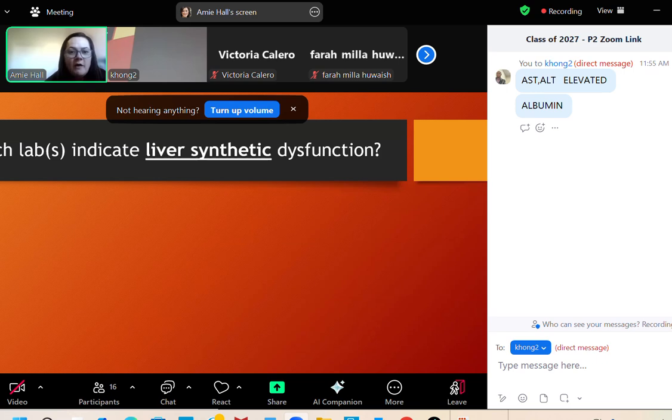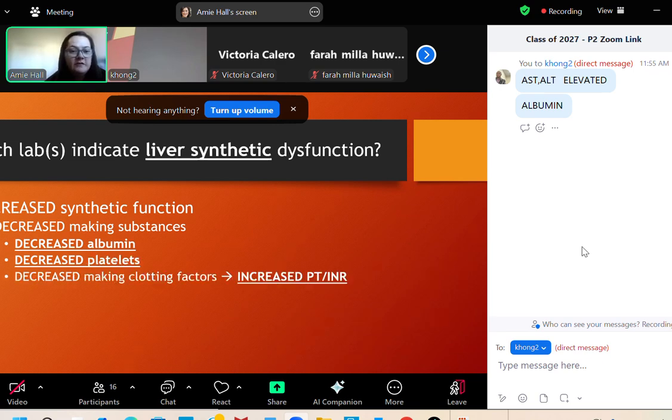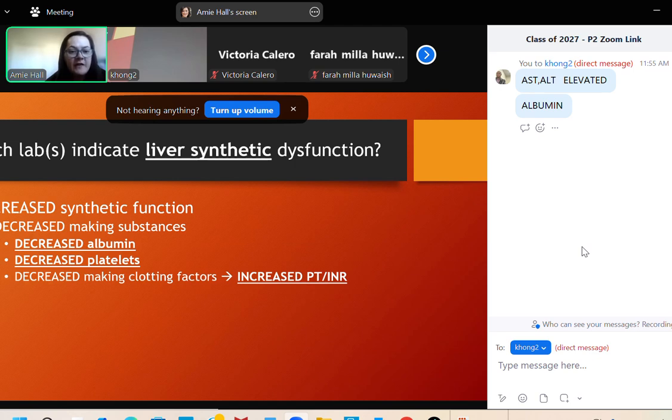So if we have synthetic liver dysfunction, we have decreased synthetic function of the liver. All right. So that's decreased making of substances. So we have to think about what the liver packages and puts together. So we'll see decreased albumin, decreased platelets. We'll see decreased clotting factors, but remember that decreased clotting factors are going to lead to an increased PT-INR.